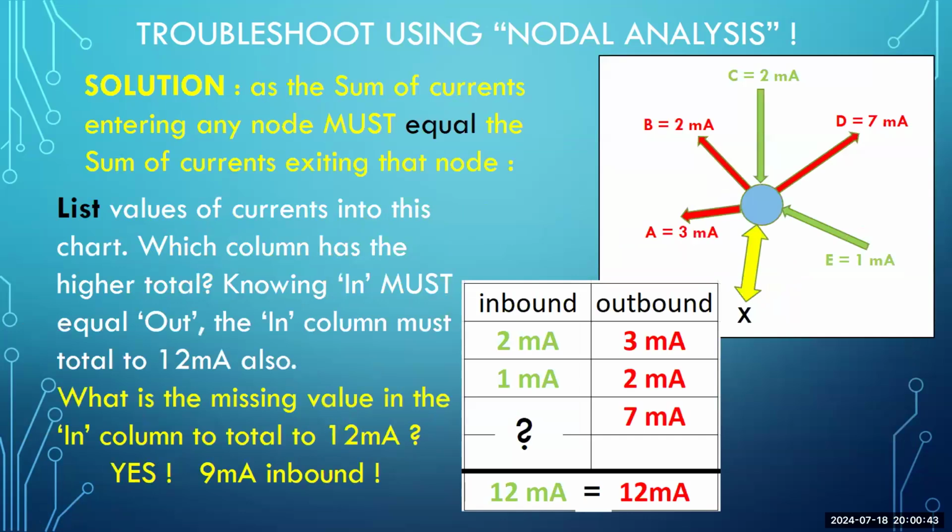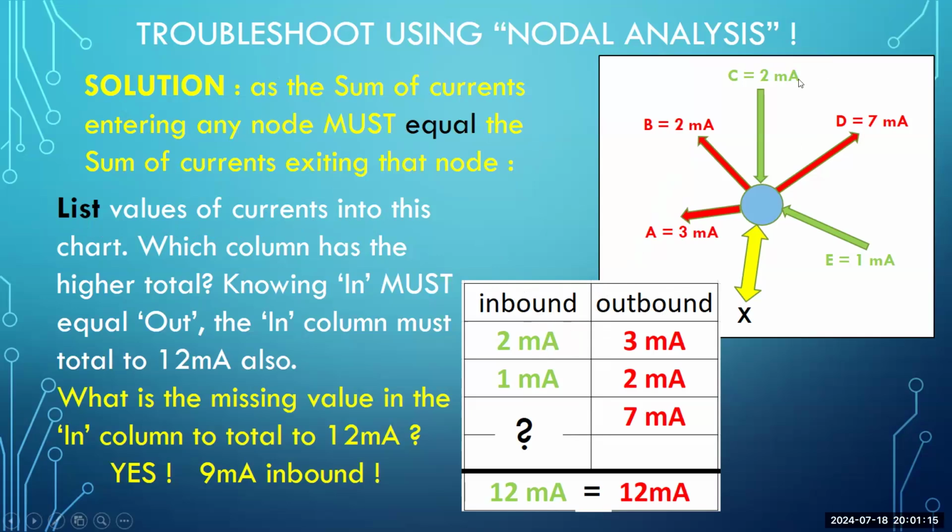Here is the solution using nodal analysis. The solution is, as we know that the sum of the currents entering any node must equal the sum of the currents exiting that node, what you ought to do is to list the values of currents into this chart. Take a look at the chart. I've got 2 columns. One column is labeled inbound currents, the other one is labeled outbound currents. And so I'm just going to fill in the values.